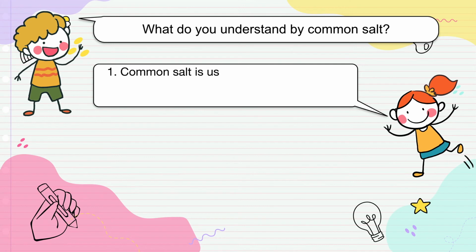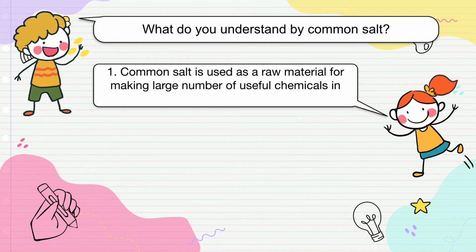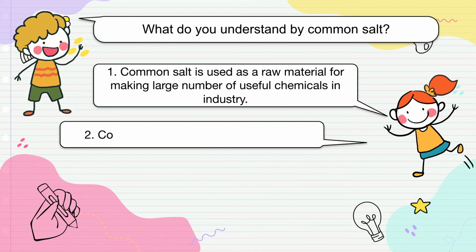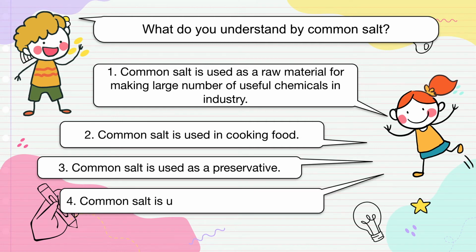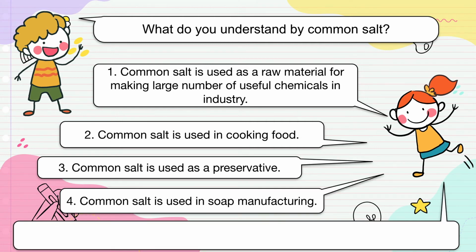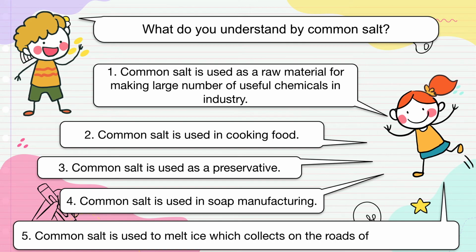Uses: common salt is used as a raw material for making a large number of useful chemicals in industry. Common salt is used in cooking food. Common salt is used as a preservative. Common salt is used in soap manufacturing. Common salt is used to melt ice, which collects on the roads of cold countries.